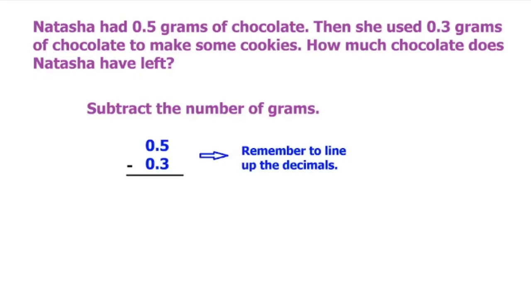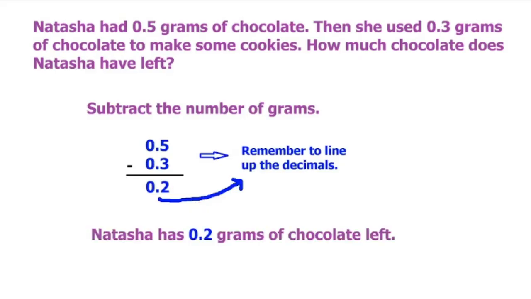So we do the subtraction. Pretend as if the decimal is not there. 5 minus 3 is 2. Then you have to make sure you line up the decimal. It has to be in the same spot, and then you put a 0 in front, okay? So Natasha has 0.2 grams of chocolate left. That's how much she has left.